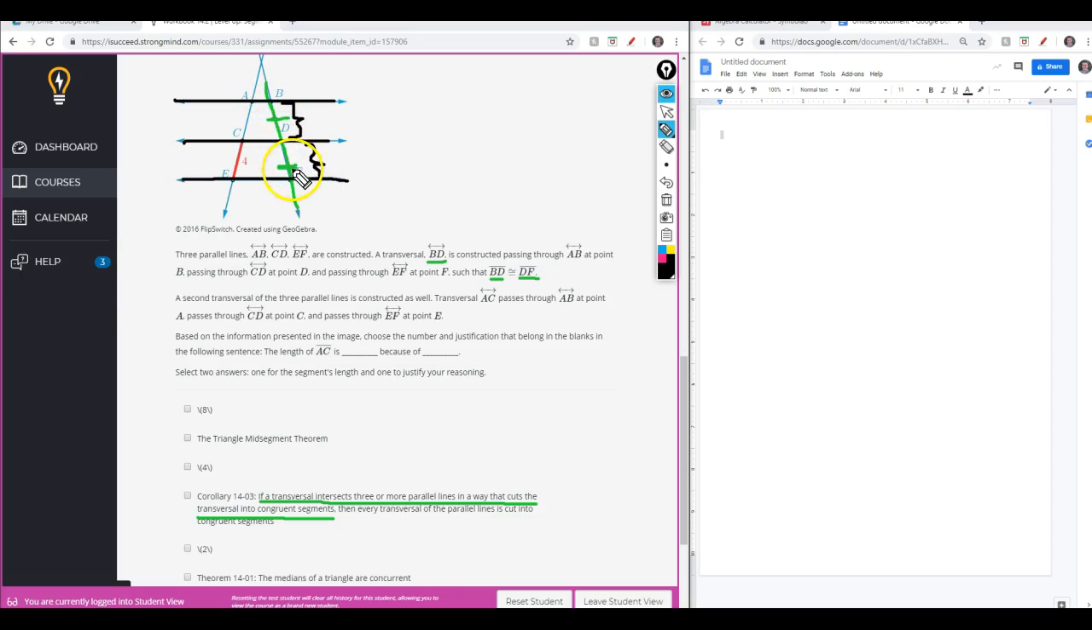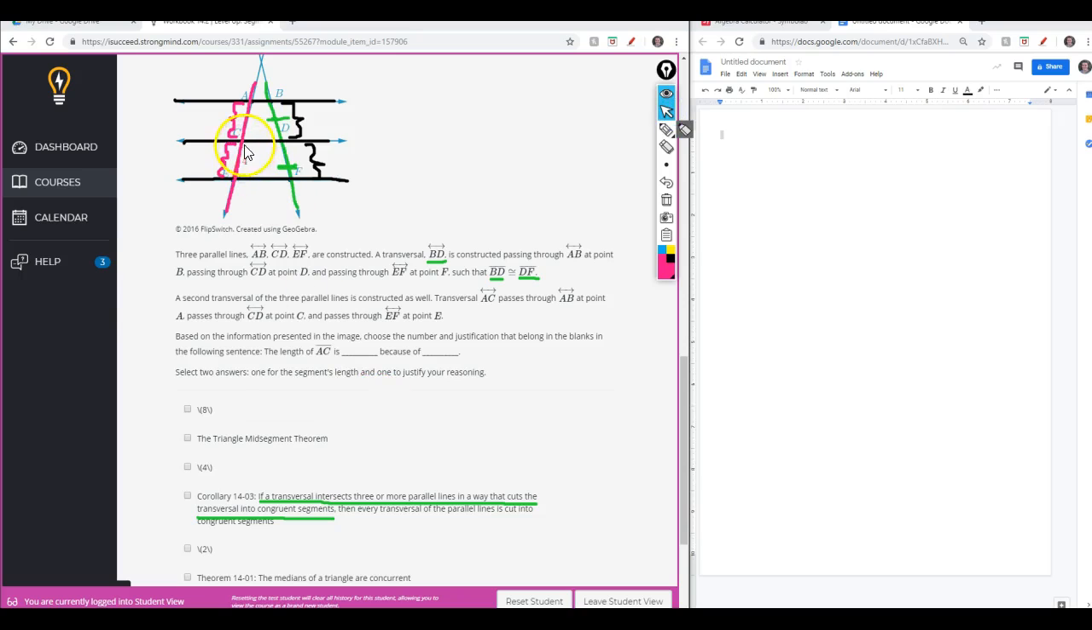So they are given that they're congruent, so that's the first half, and then it says, then every transversal of parallel lines is cut into congruent segments. So we are given a second transversal. We're given transversal AC right here. So it does state that every other transversal of the parallel lines is cut into congruent segments. So that means that this segment, segment AC, is going to be congruent to segment CE.